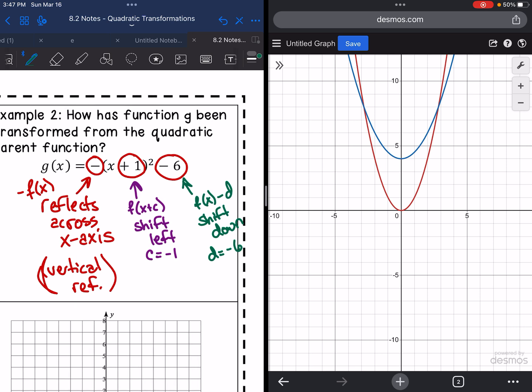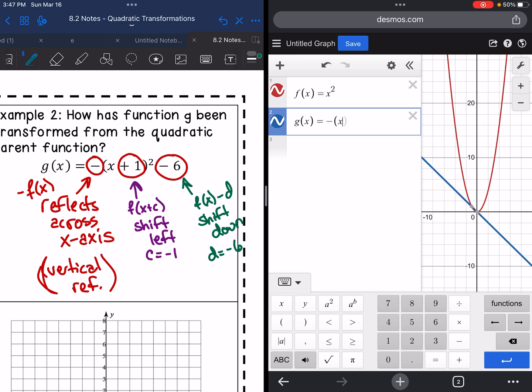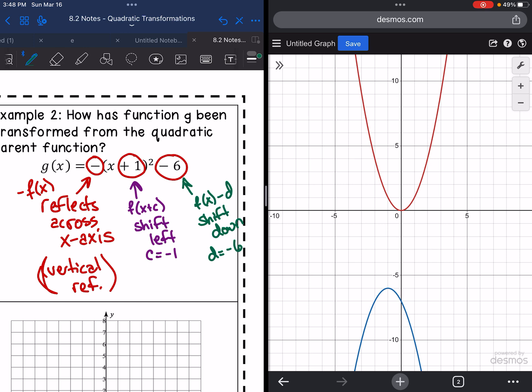All right, so there's our 3 transformations. Once again, I can check it here. I'm going to clear this out. I can leave that parent function in there. It's not going to hurt anything. But now I've got negative parentheses x plus 1 squared minus 6. All right. And so you can look. We can see that blue one is flipped over. It's opening down now. And if I go from the red vertex to the blue vertex, I have to go left by 1 and down by 6 to get to it.